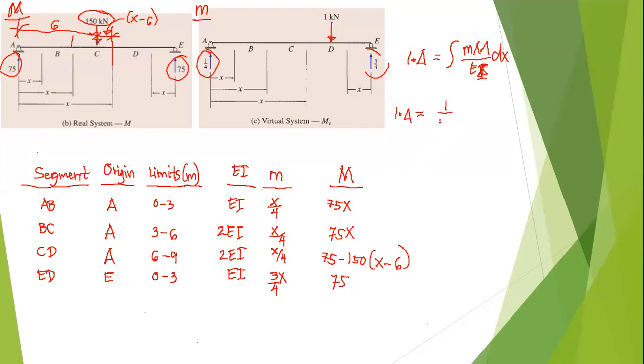To simplify, it is simply equal to the integral for segment EB, 0 to 3, and the expression is simply equal to x over 4 times 75x dx.